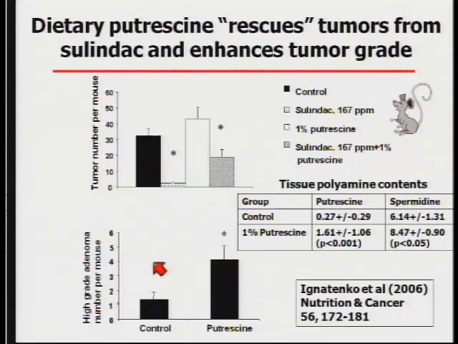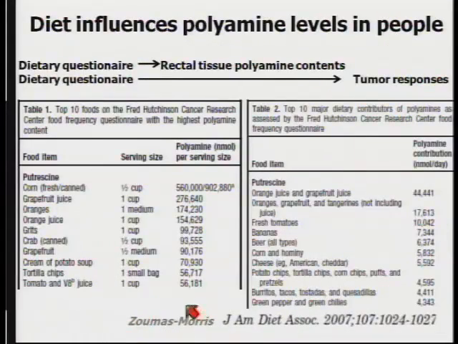We have extended this finding now into humans using the clinical trial that I talked to you about earlier. This is work from Kavitha. Actually, I wanted to, first of all, just tell you about how we have quantitated polyamines in human diet. This is work actually from Cheryl Rock's lab. Christina Zimas-Morris was the graduate student who worked on this.